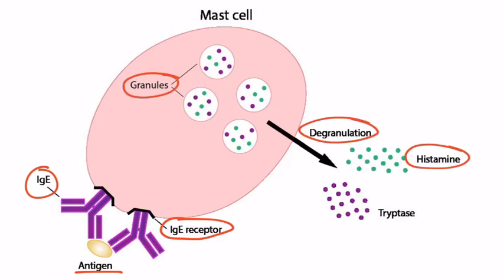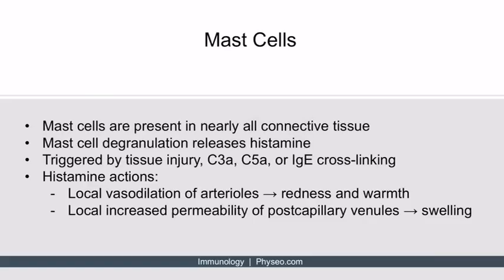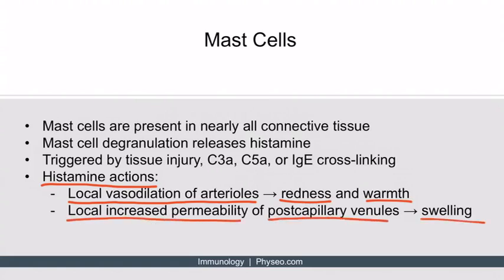And for the sake of being thorough, we want you to recognize that the granules also contain tryptase. But this really isn't the focus for acute inflammation. You should really be thinking about histamine. Tryptase is more relevant for other processes, which we get into later in this chapter. And as we mentioned before, histamine actions include local vasodilation of arterioles, which will lead to redness and warmth, and histamine will also cause local increased permeability of the postcapillary venules, and this causes swelling.